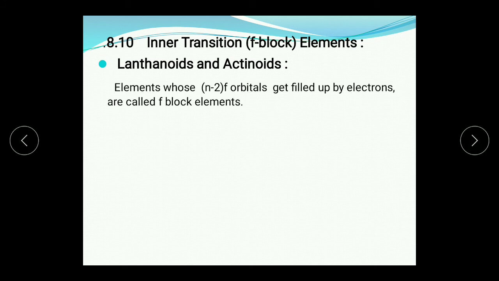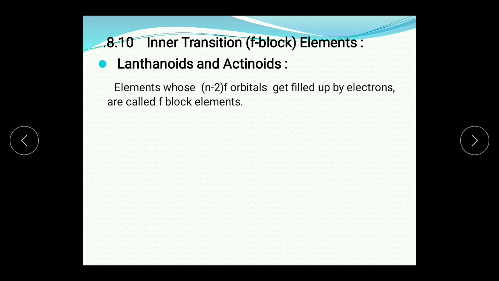First, the definition. The elements whose n-2 f orbitals get filled up by electrons are called F block elements. The definition is common, as that of P or D block elements. That means when the last electron gets filled in a particular shell or orbital, then that element belongs to that block only. Here, if we write the electronic configuration of all the elements, we will see that the last electron is in the f orbital. Hence, these are called F block elements.